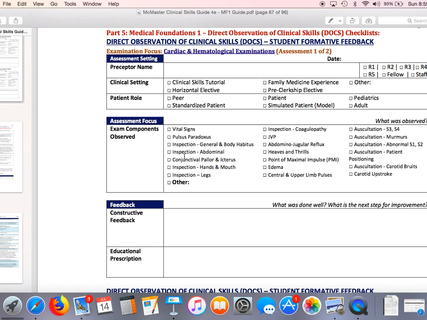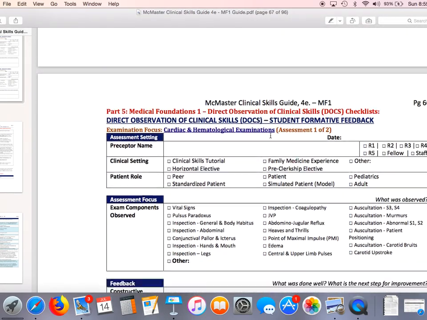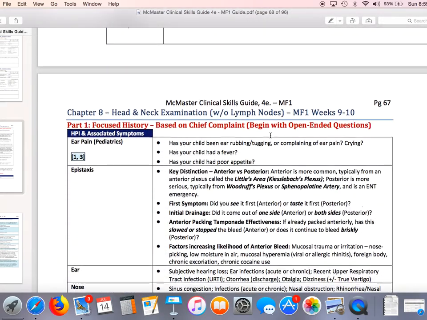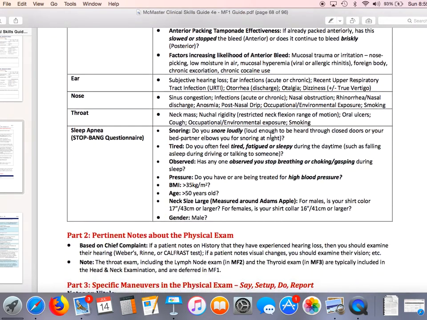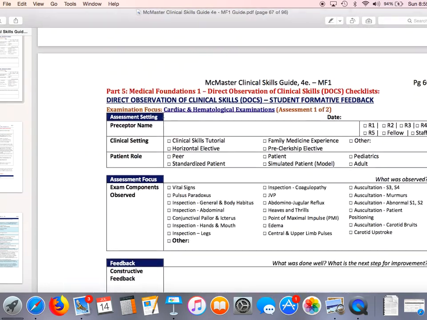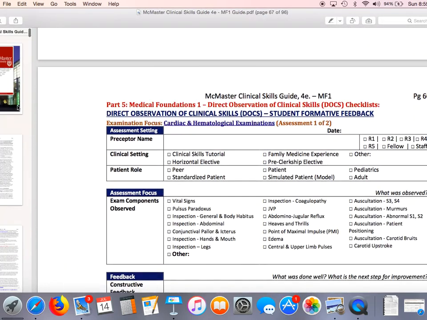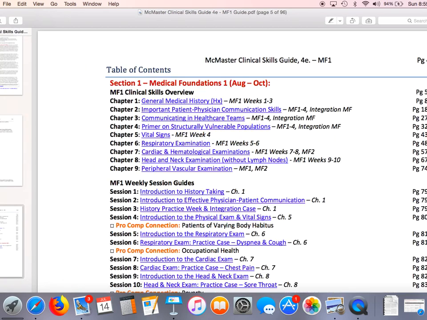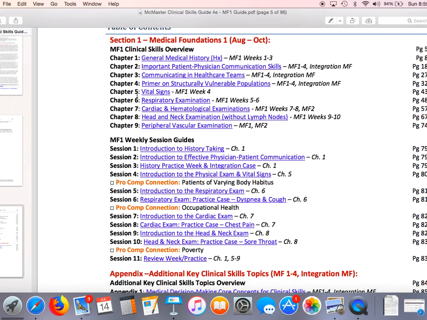And you might not be able to do all of these. I mean, the vast majority of people probably don't even feel for heaves and thrills or auscultate for carotid bruits or a carotid upstroke. They don't palpate for that. But it's an important piece of the exam that you can try to include as best as possible. And then we do the head and neck exam, and you can go through all of this. So there is a lot of stuff that's included in here. Remember, this is a 100-page document, and if you go to this section, everything's included on this.